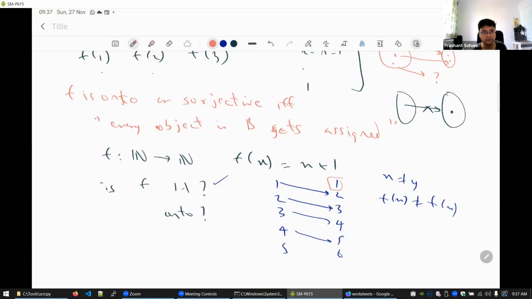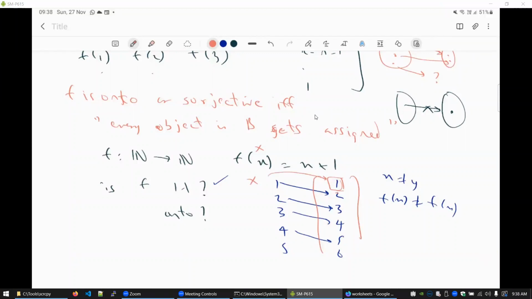Yes, Ayush? Sir, can you explain what onto means again? Sure. Actually, this example is the perfect example to explain. See, this function is not onto because there is an element on the right hand side which is not the answer to any question. So there is no element in the first set such that its answer is 1. Therefore, this function is not onto. If it was whole numbers to natural numbers, this function would be onto.